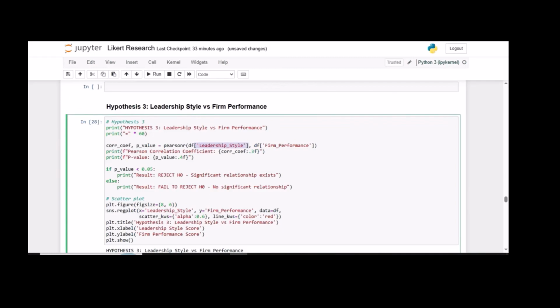So we retain our firm performance here. Find the correlation between the two of them using Pearson correlation. We print out our correlation coefficient in 3 significant figures, while our p-value is printed in 4 significant figures. So we ask the same question: if p-value is less than 0.05, then print the result: reject H naught and a significant relationship exists. Else, we fail to reject H naught.